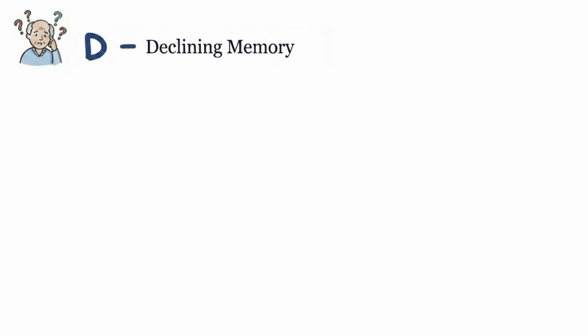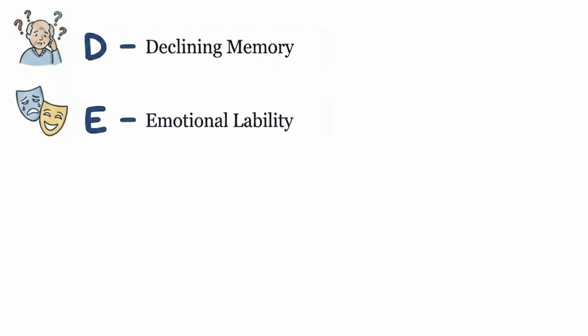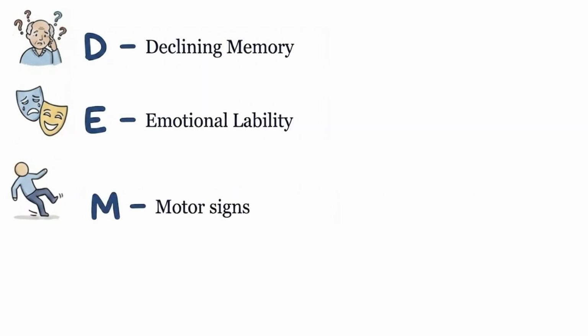This slide uses the dementia mnemonic to quickly remember the key clinical features. D. Declining memory. Think first. Recent memories go missing before old ones. E. Emotional lability. Mood shifts quickly. Crying, irritability, or apathy. M. Motor signs. Gait change. Slowness. Poor coordination may appear later.